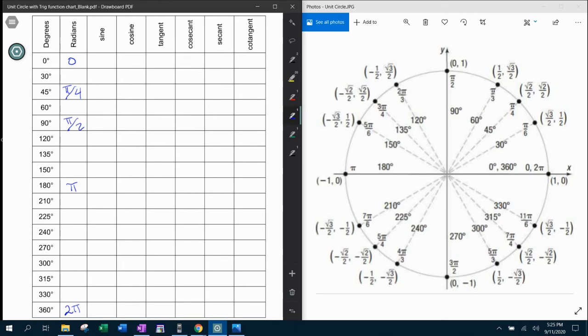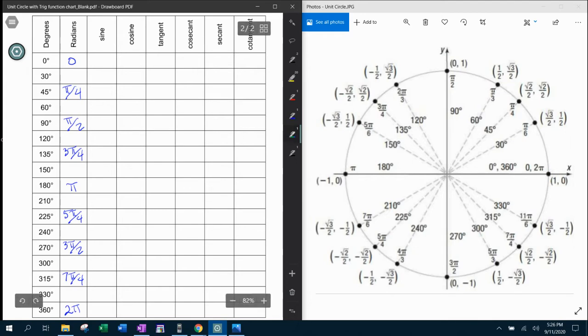135 would be 1/4, 2/4, 3/4, and then 4/4 is pi. And then if we keep going, we've got 5/4. At 270 would be 6/4, but 6/4 reduces to a half. Next, at 315 would be 7/4, and then at 360 would be 8/4, which reduces to 2 pi. And there's all my 45-degree increments done.